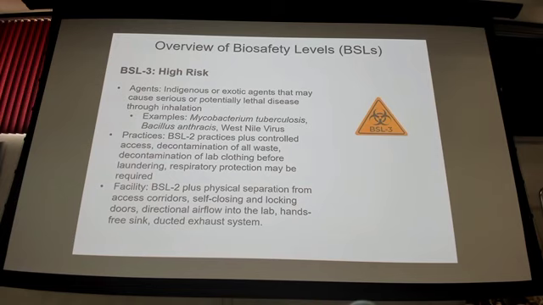This is an uncommon pathogen. I hope you guys never see it in your careers. But we do have ways to treat it. It's not untreatable. And we do have a vaccine for anthrax as well.